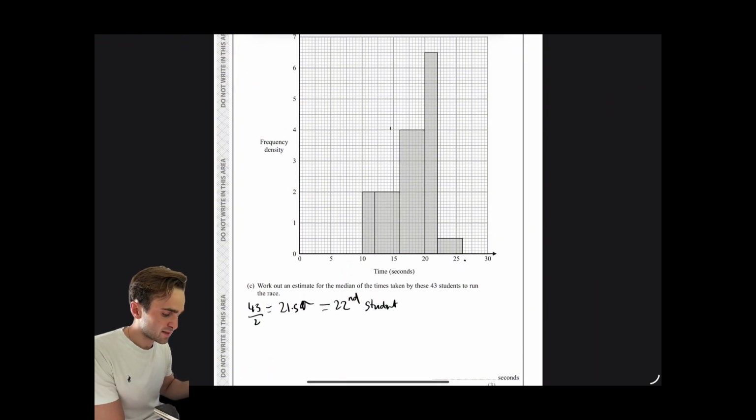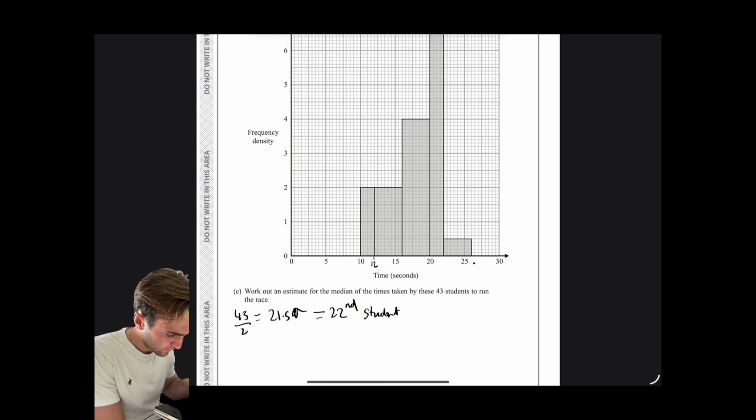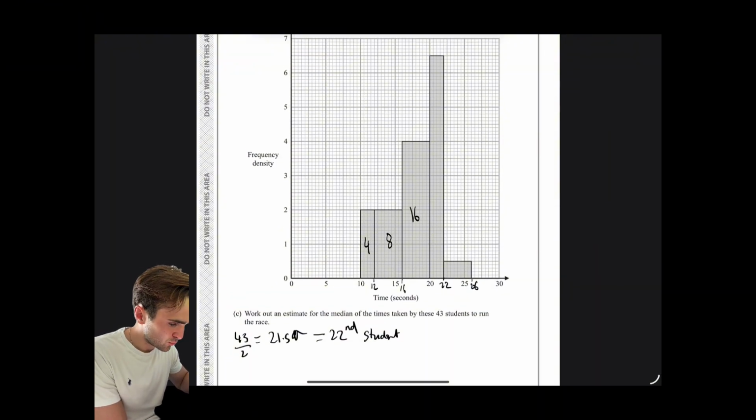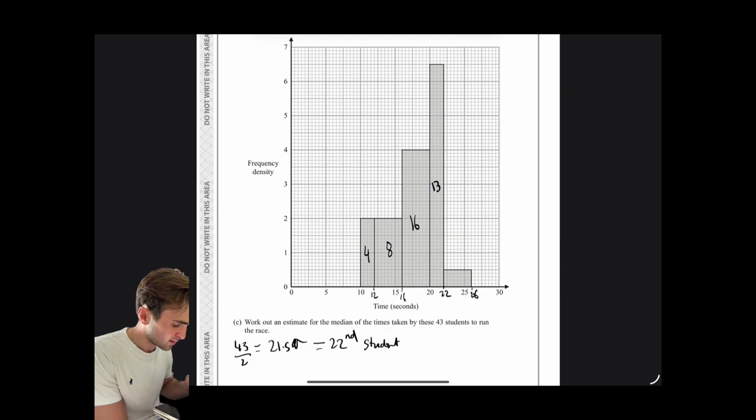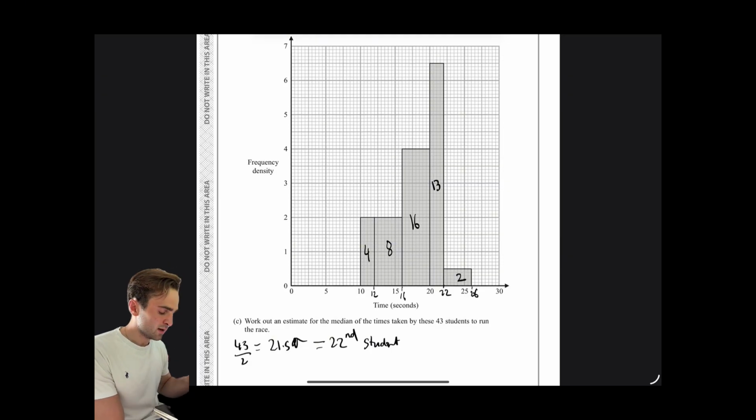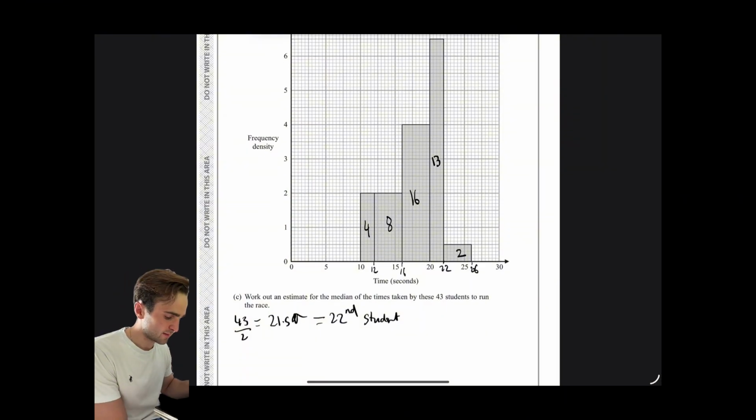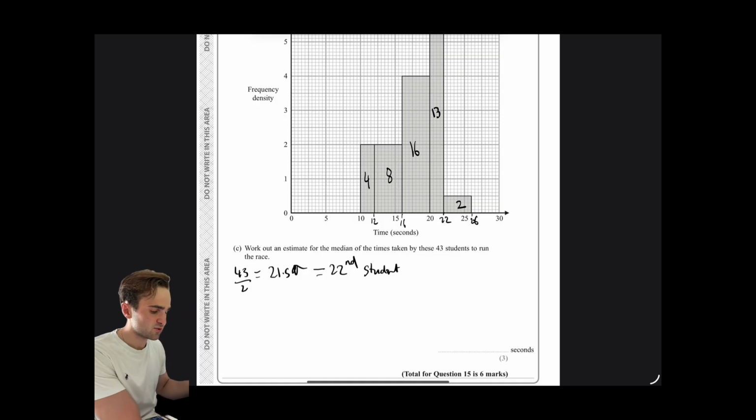So we want to find the frequency at each point. So it's just finding the areas. So this is 10 to 12, this is 12 to 16, 16 to 20, 20 to 22, 22 to 26. So 10 to 12, the base is 2, it's 4 high, so we have 4 times 2 is 8, 4 times 4 is 16, 2 times 6.5 is 13, and 4 times 0.5 is 2, and that should all add up, so 12, 28, 41, 43, so it does add up to 43. So we want to find the 22nd student.